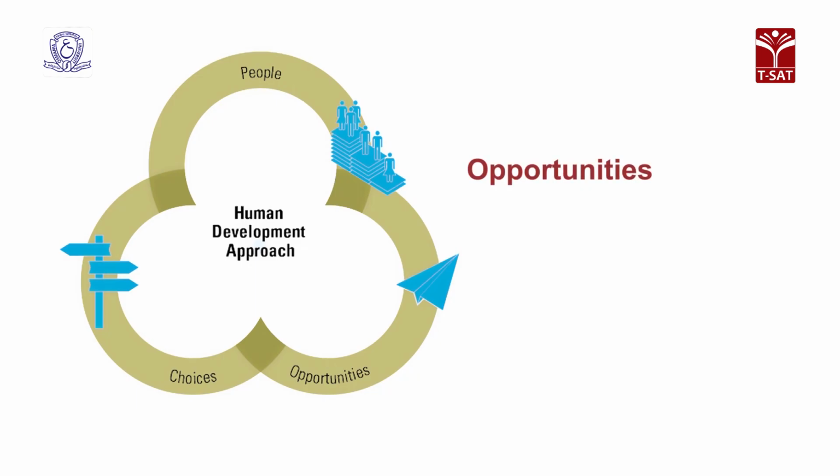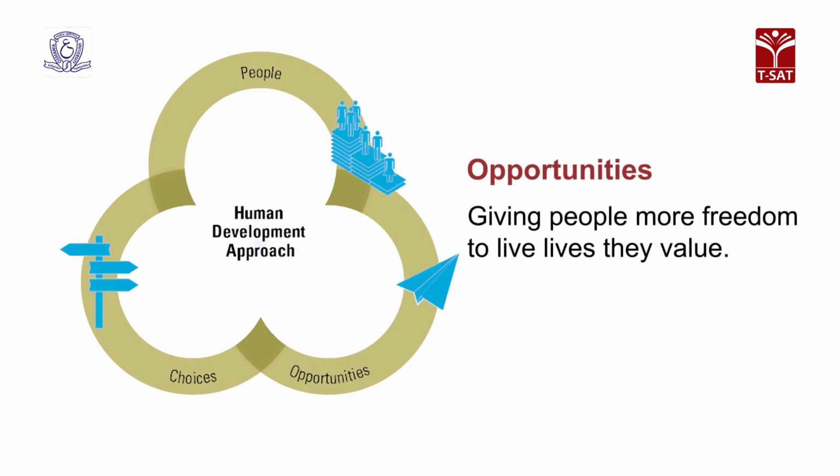With regard to opportunities, human development is about giving people more freedom to live lives they value. In effect, this means developing people's abilities and giving them a chance to use them. For example, educating a girl would build her skills, but it is of little use if she is denied access to a job or does not have the right skills for the labor market.